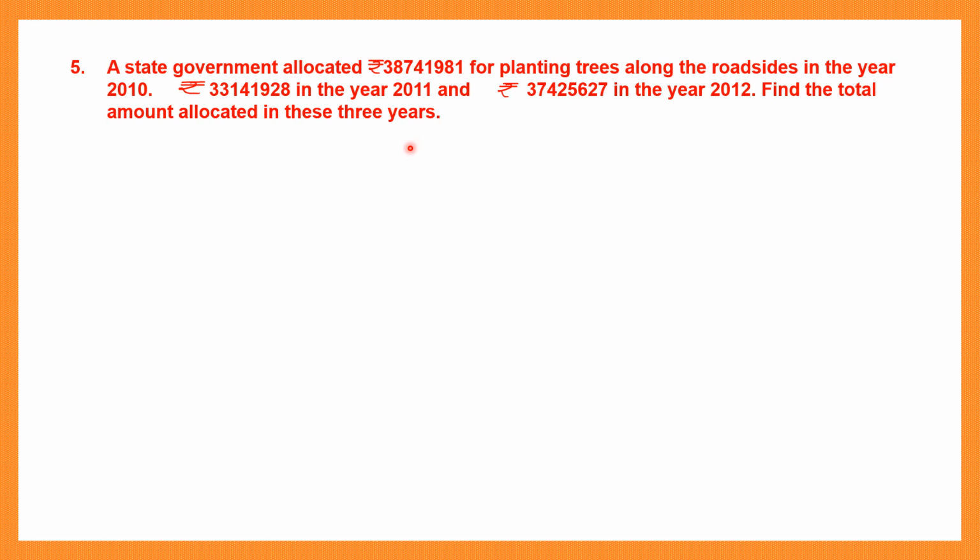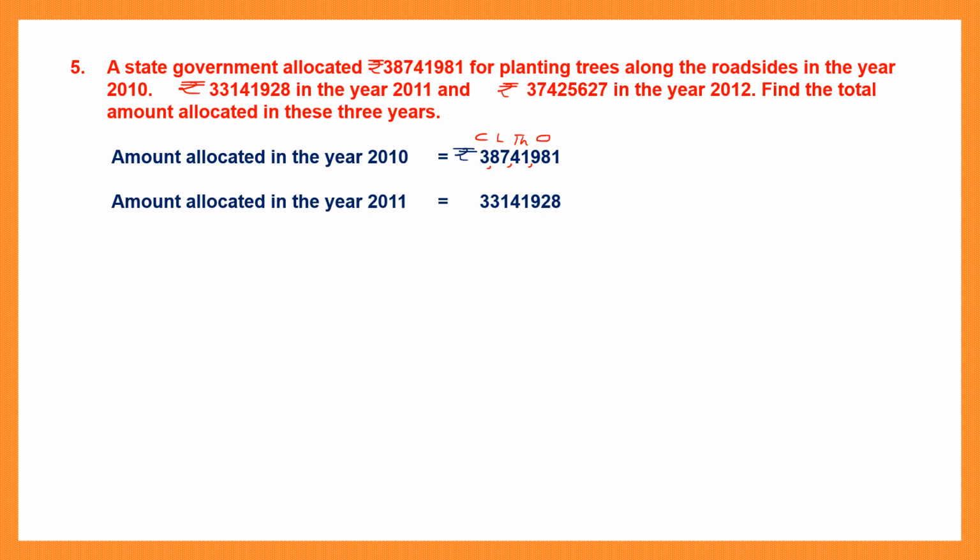So let's begin by saying the amount allocated in the year 2010 is this amount. Now let's place our commas to read this amount. We have a comma here and a comma here. So this is 3 crore 87 lakh 41,981. This is how much was set aside in the year 2010.